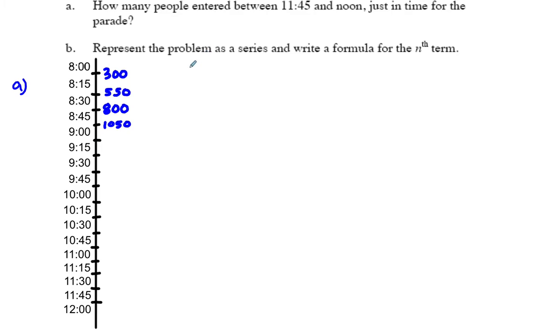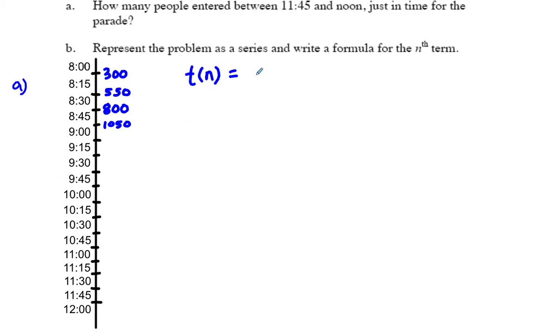To do that, let's look at setting up an equation. So we've got t of n. We're going to let n be the number of 15-minute increments, and t of n is going to equal the number of people entering during that 15-minute interval.